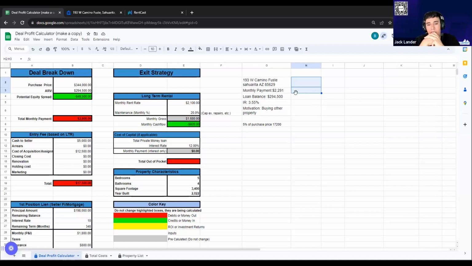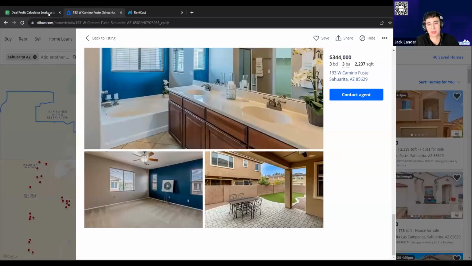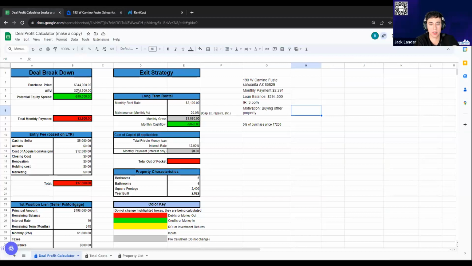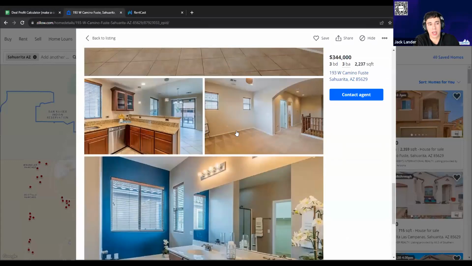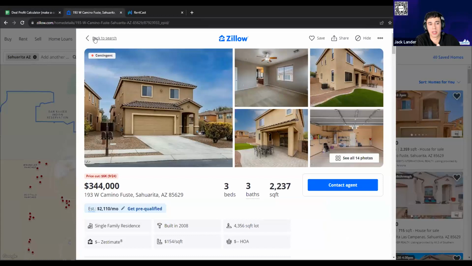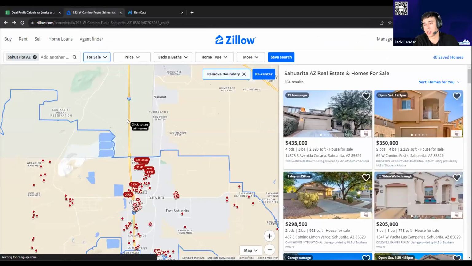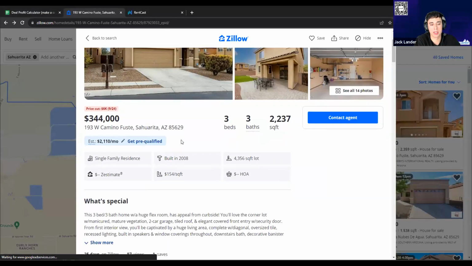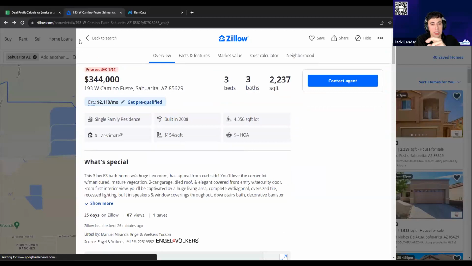Yeah. So in terms of what the wrap essentially is, a lot of people do this strategy where they'll take over an existing note, whether that's sub two or seller finance. Most of the time it's going to be sub two, and then they take over the existing payments. So in this case, I would take over the 3.5% interest rate loan, and I would then market that property to an end buyer who couldn't qualify for traditional financing.